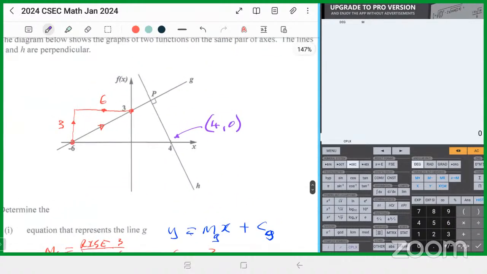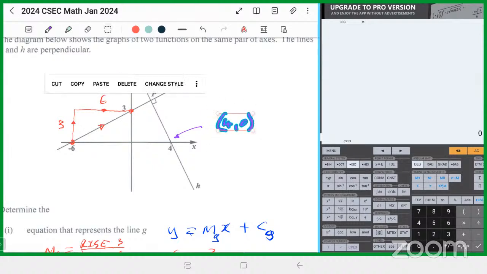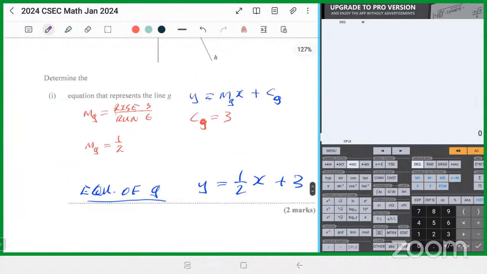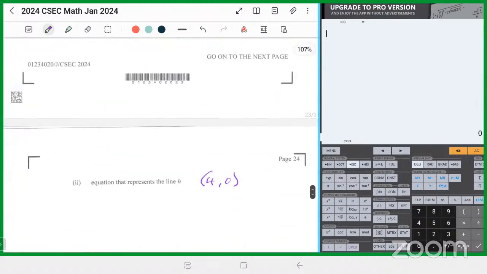So we're going to call this point, since I called this point P, I'm going to call this point Q. Let's just call this point Q for now, so we can reference it, just for reference for the solution.